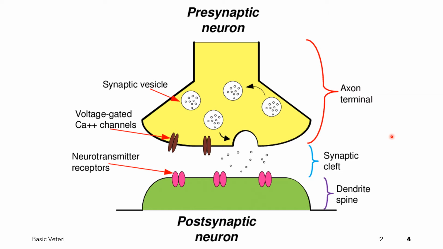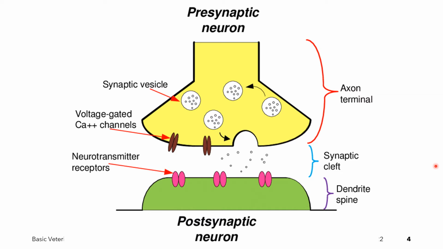So of course this is the synapse. Now the synapses are composed therefore of the presynaptic neuron, the synaptic cleft, and the postsynaptic neuron. So the part of the presynaptic neuron that is shown here is this axon terminal, and the part of the postsynaptic neuron that is shown here is the dendrite spine.